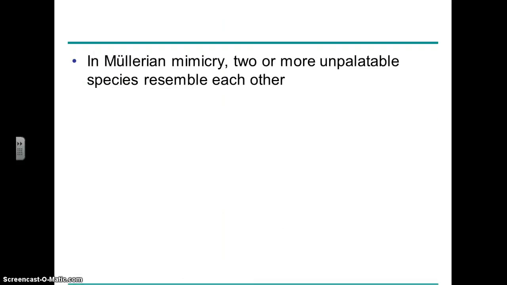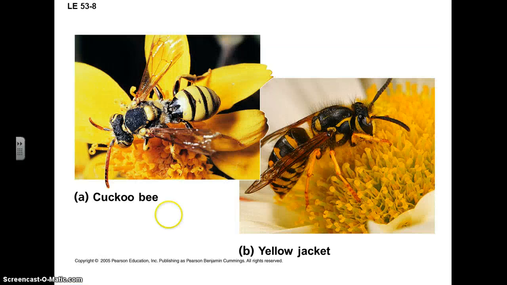Now, there is also Mullerian mimicry, where two species that are both equally dangerous, they tend to mimic each other, and so both these guys can be rather dangerous to you. You don't want to get too close to them because they can sting and whatnot, so they tend to look alike, and so you just have this single image in your mind of something that you want to avoid.